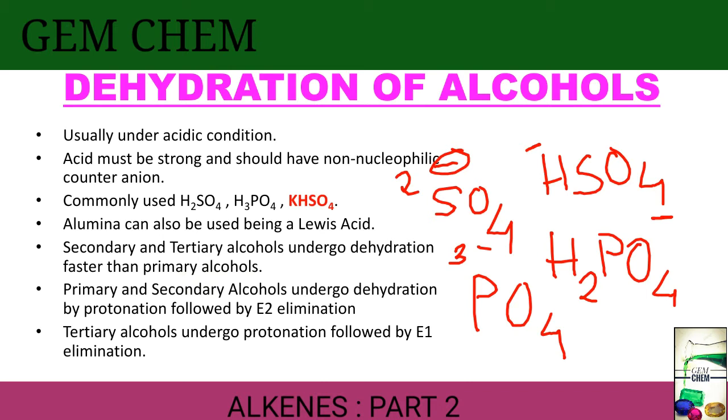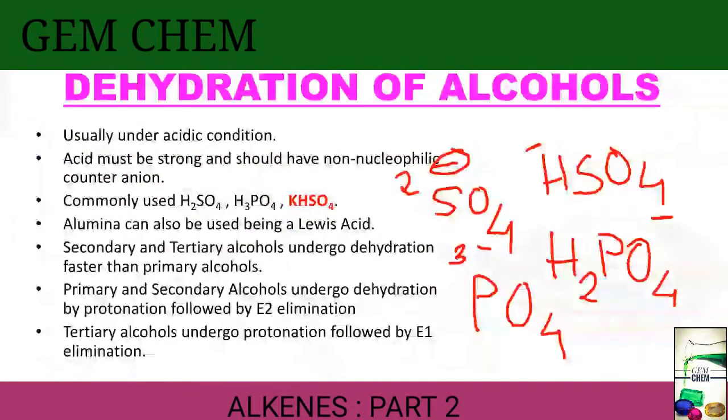Now primary and secondary alcohols, as we know, undergo dehydration by protonation followed by E2 elimination, whereas tertiary alcohols undergo protonation followed by E1 elimination. We know what is E2 and E1. E2 is the elimination which follows a concerted mechanism, whereas E1 is the elimination which occurs in 2 steps. That is, it is a 2-step reaction.